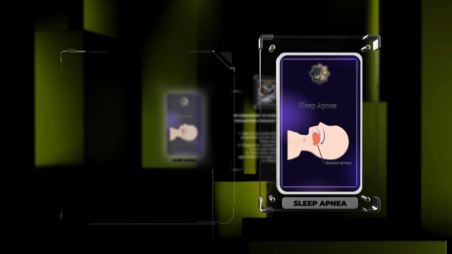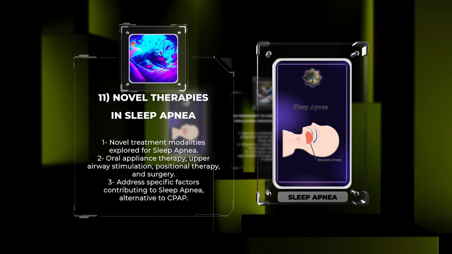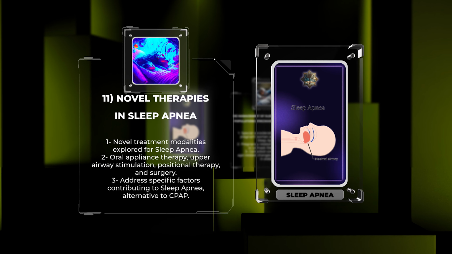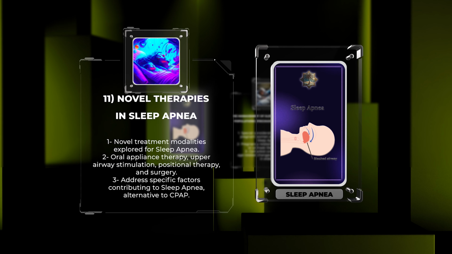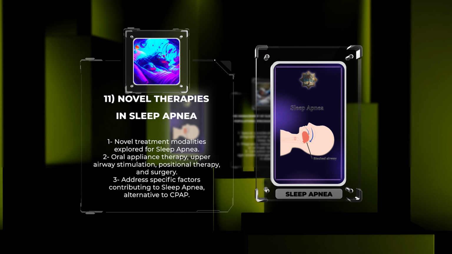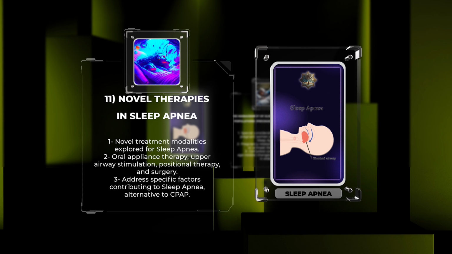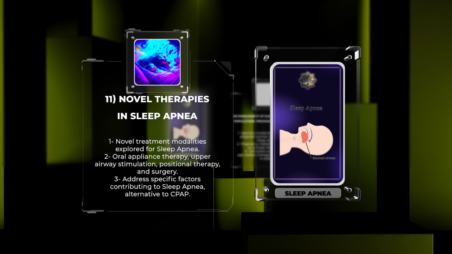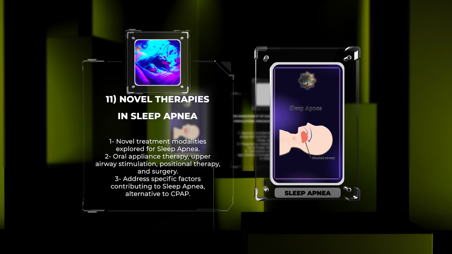In addition to CPAP therapy, several novel treatment modalities are being explored to improve sleep apnea management. These include oral appliance therapy, upper airway stimulation devices, positional therapy, and surgical interventions. Each of these modalities aims to address specific anatomical or physiological factors contributing to sleep apnea, offering alternatives for patients who may be intolerant or non-compliant with CPAP therapy. Familiarizing ourselves with these emerging therapies broadens our armamentarium in managing sleep apnea effectively.